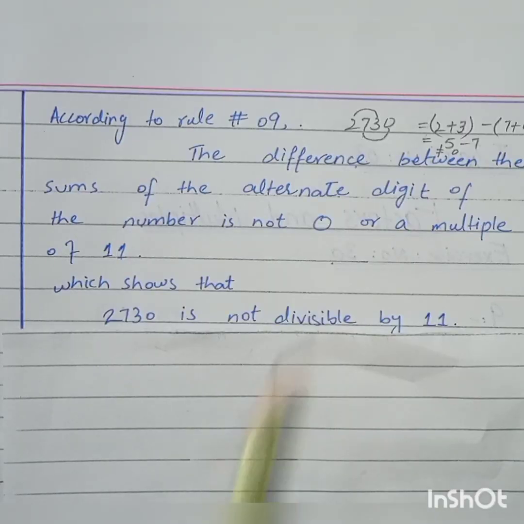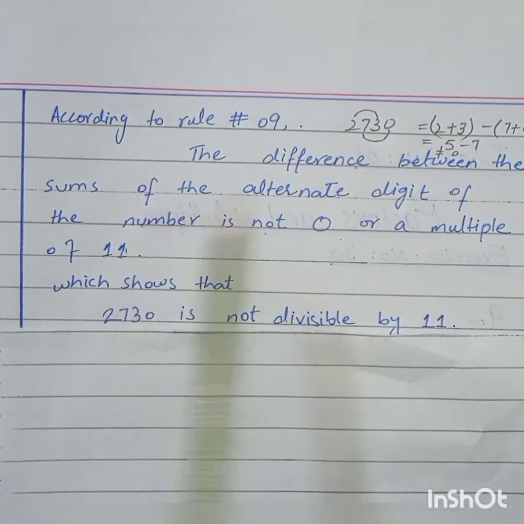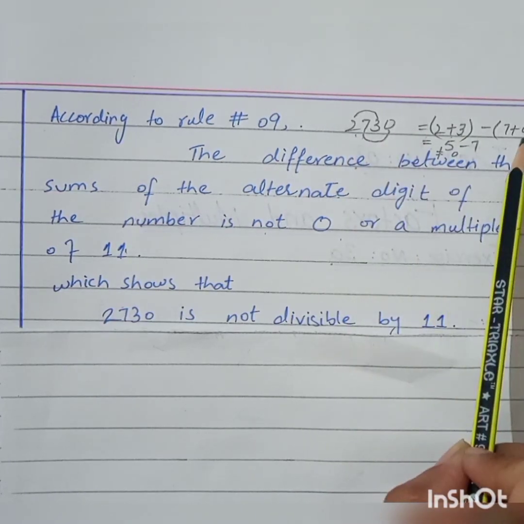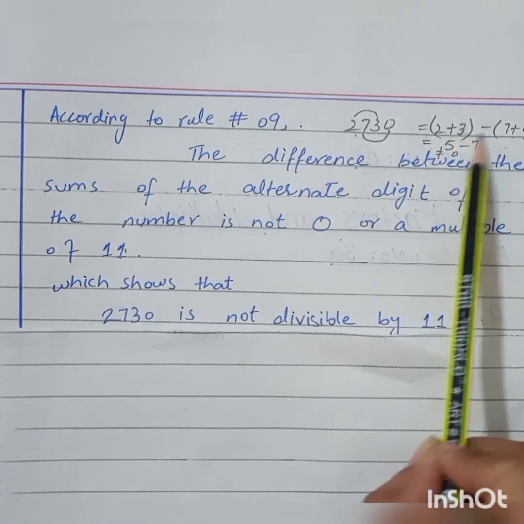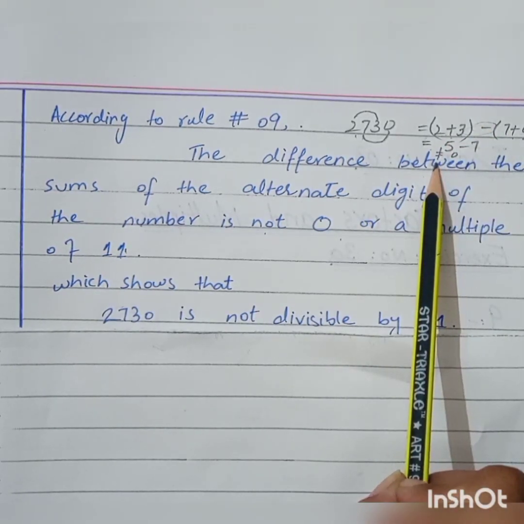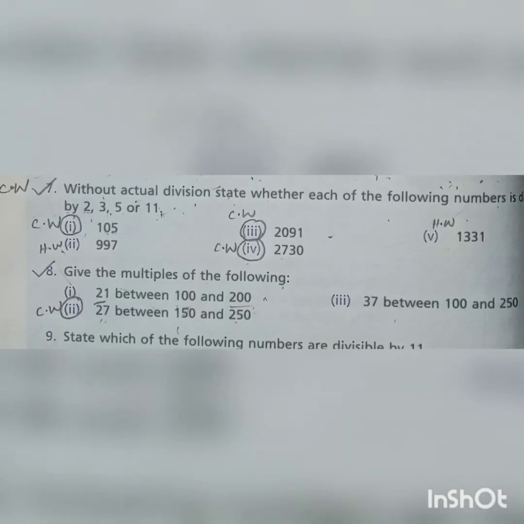Next, according to the rule number 9, the difference between the sum of the alternate digits of the number is not 0 or a multiple of 11. Students, the number is 2730, and the difference of the sum of the alternate digits is not 0, so you can easily see that 2730 is not divisible by 11. Your next question is, give the multiples of the following.